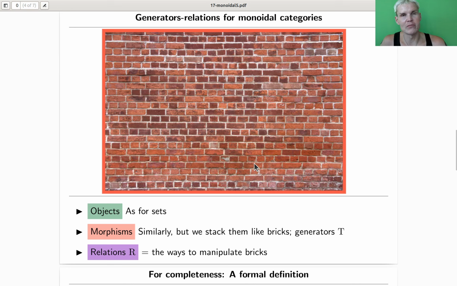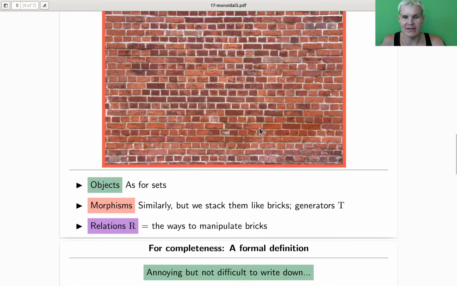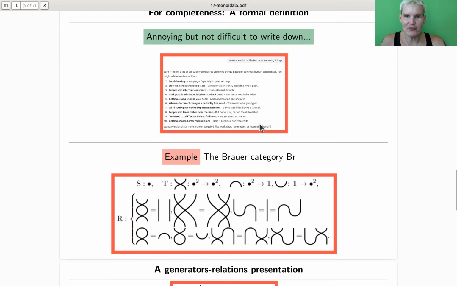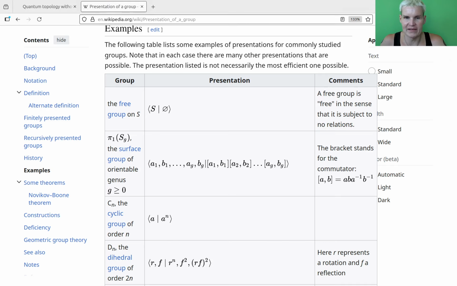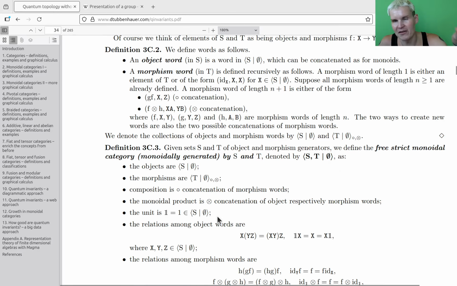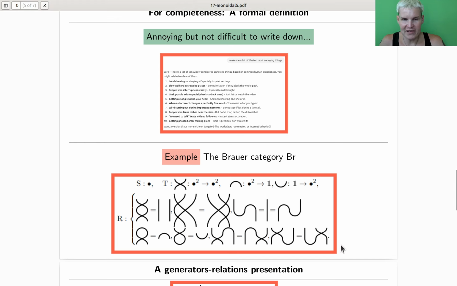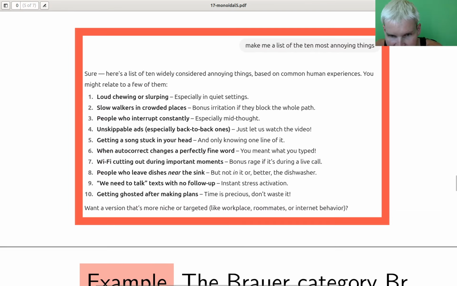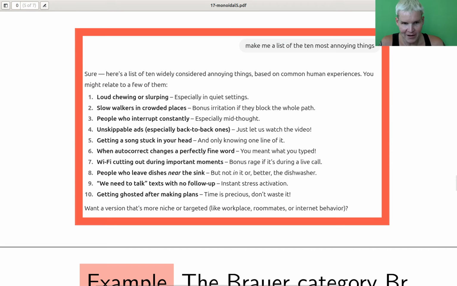Monoidal categories are literally just a brick wall given by generators and relations, and the generators are the bricks, right? There could be different bricks. There could be this type of brick, and there could be that type of brick. Maybe that's the same or different, but different generators and relations. I wanted to write down a formal definition, and then I realized that it's really a bit annoying. I will just explain it on the example. It's much easier, and then it generalizes easily. I wrote it down in the quantum topology, and you don't want to read that. So instead, I asked ChatGPT to make a list of the 10 most annoying things.